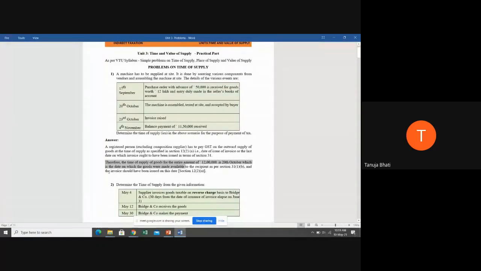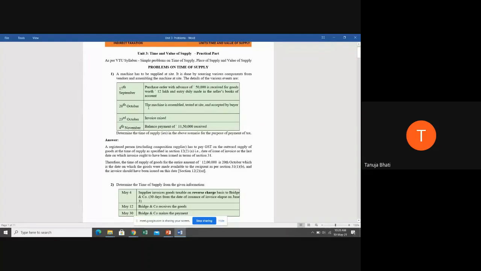So students, just let me explain this. What does section 12 subsection 2 tell you? That the time of supply in respect of goods should be the date of issue of invoice. Now the invoice has been issued on 23rd October, or the date on which the invoice ought to have been issued. Now as per section 31, the invoice had to be issued at the time of making delivery or making available those goods to the customer as per section 31 subsection 1.